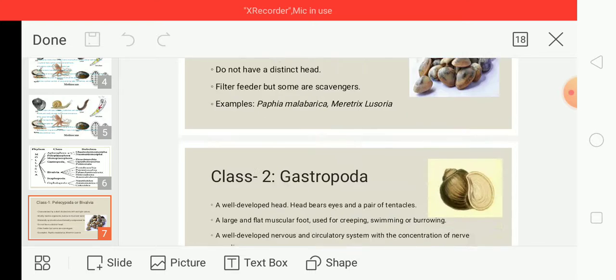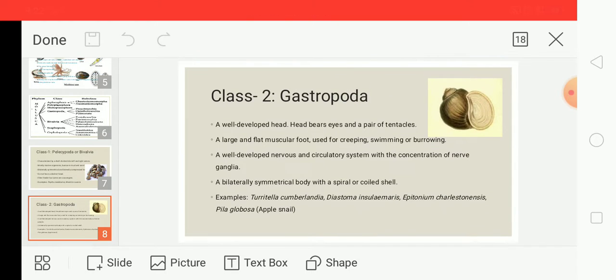The next class, class 2, is the Gastropoda. Gastro means stomach and poda means foot. So this is the animal which moves on its stomach. Hence the name Gastropoda. They are marine, and also freshwater or terrestrial animals, and a few act as parasitic forms.